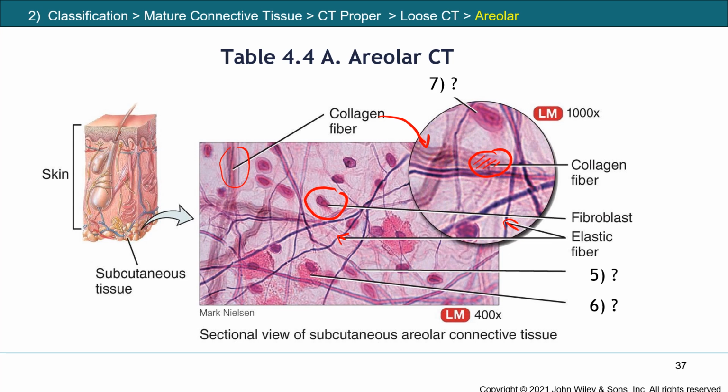And number five here, if you see, you have different colors of fibers. To identify this, you have to be an expert, or you have to have different stainings. But the textbook helps us to identify it. So this is a reticular fiber. They are located in the stroma, and they provide structural support too. And they are not only located in the areolar connective tissue, they are found in other connective tissues.